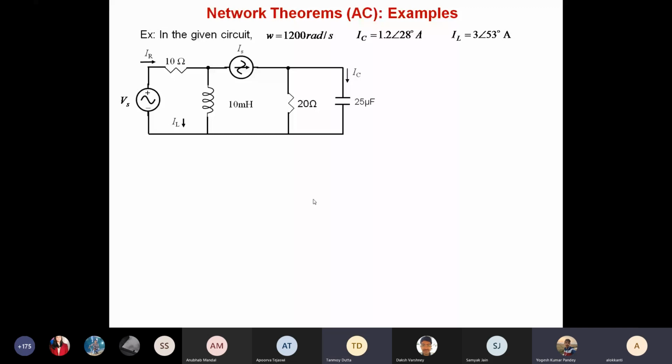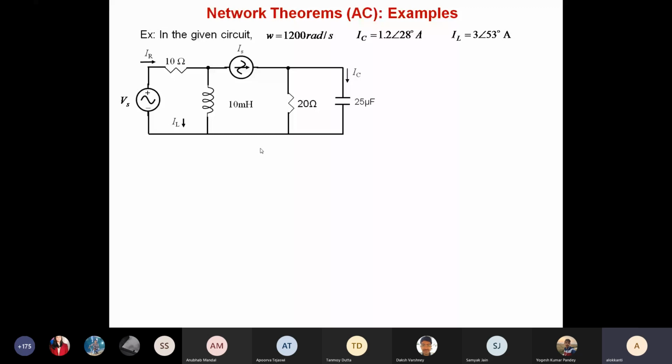So this is the problem I gave, this network. I told that if the source is an alternating source, there is a voltage source, there is a current source, but only in this form it is not sufficient. We gradually gave more information. We gave the value of omega. Sometimes you may not be given f, you are directly given the value of omega, and then gradually I gave the values of IC and IL.